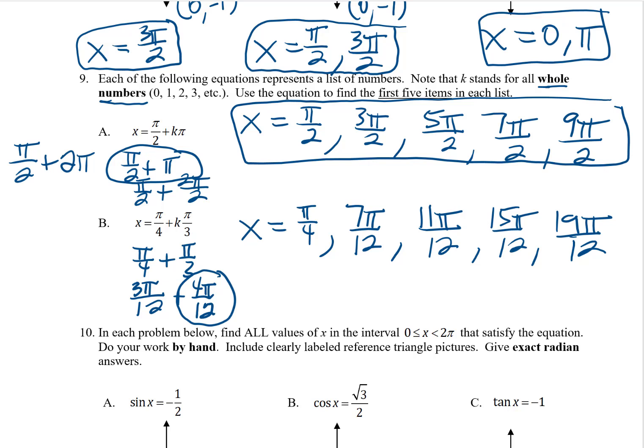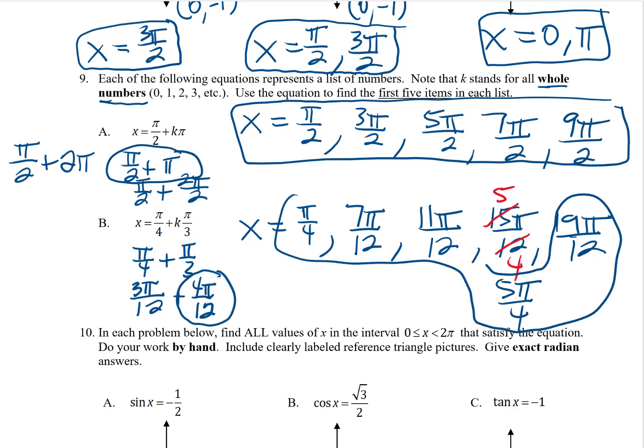I will say one of these answers needs to be simplified. Maybe you noticed that as I was writing it down. 15 and 12 have a common factor of 3. So this simplifies to 5 pi over 4. And of course, we're always giving the simplest answers. The fourth item in my list would be 5 pi over 4. Here then are the 5 final answers.